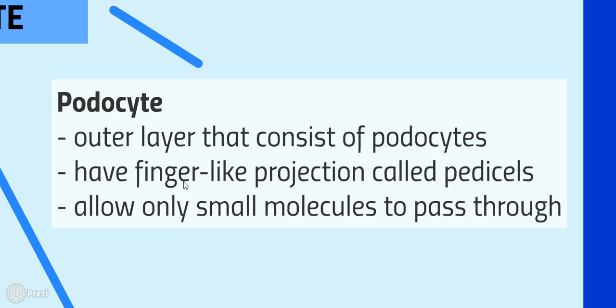There are finger-like projections called pedicels, which are so close to each other that there are just narrow filtration slits between them. They only allow small molecules to pass through. Take note that all 3 layers contain negatively charged glycoproteins, therefore it is difficult for negative molecules to pass through.